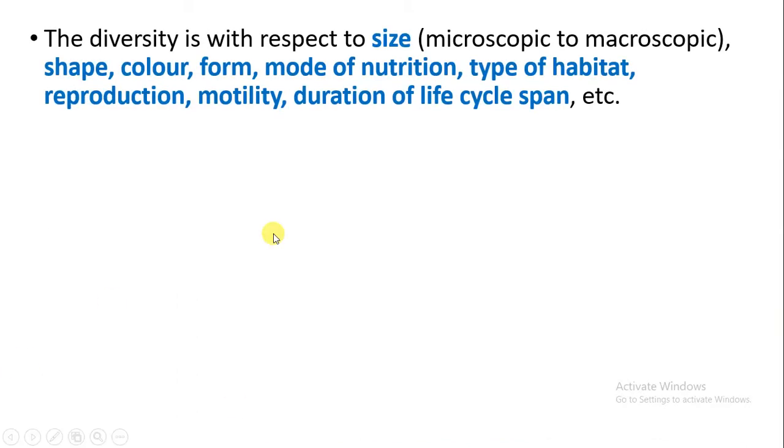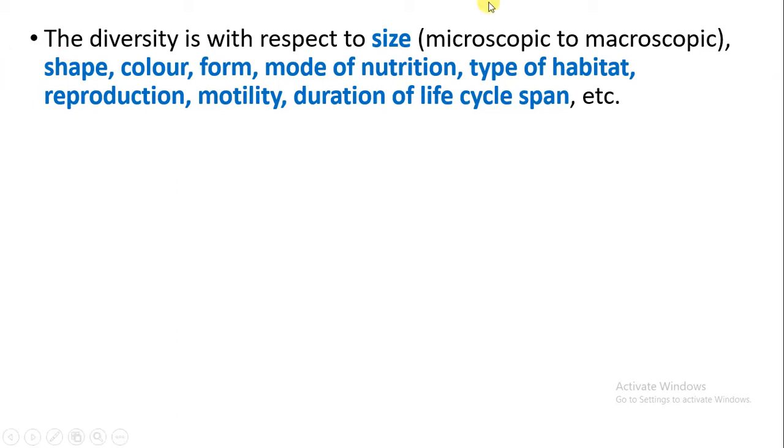When we talk about the living organisms, there is huge variation between them. The living organism could be microscopic or macroscopic. There is variation in the shapes, color, form, and the mode of nutrition. There are some organisms which are autotrophic, like the plants. They make their own food material. There are a number of animals which have a heterotrophic mode of nutrition. It means they are dependent on other living organisms.